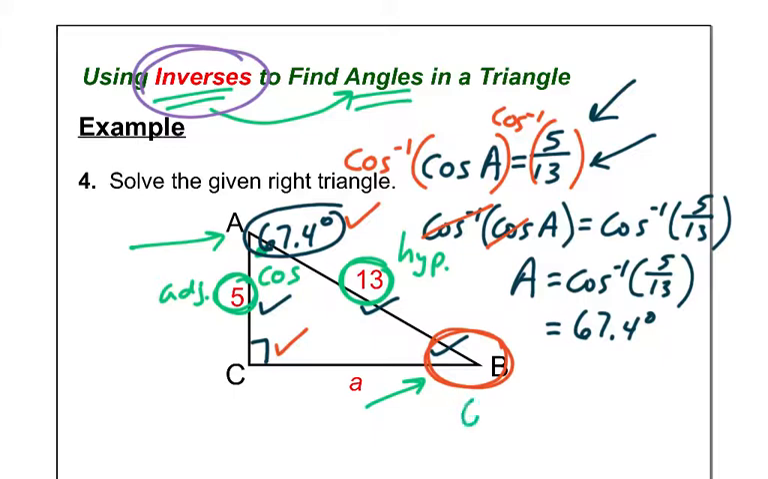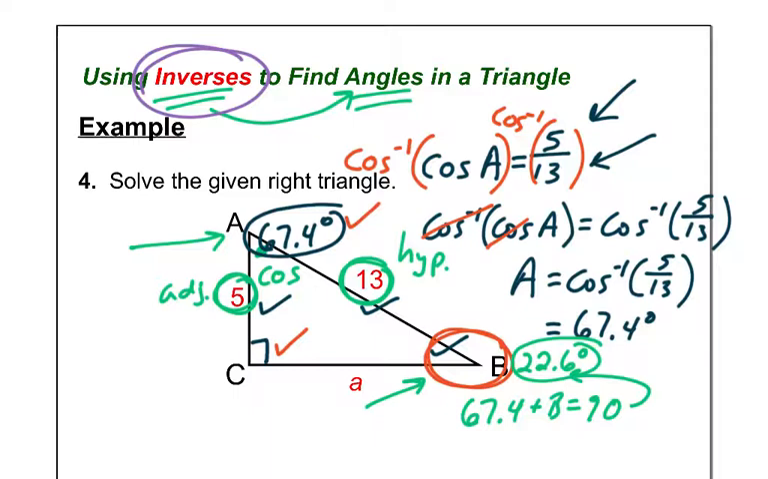So if we do that, 67.4 plus angle B is equal to 90. Therefore, angle B is equal to 22.6 degrees. So if you want to use inverses, great. You didn't have to because you had all the other angles in that triangle.